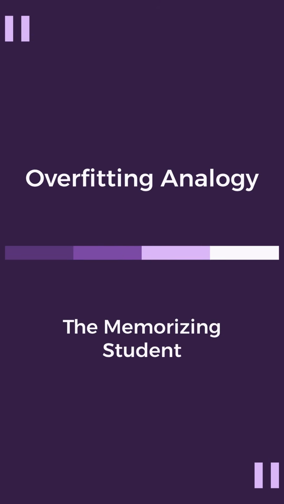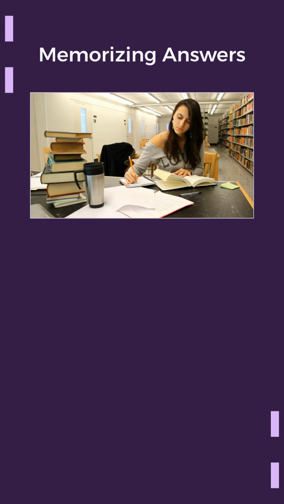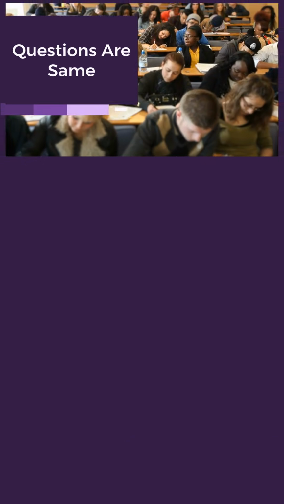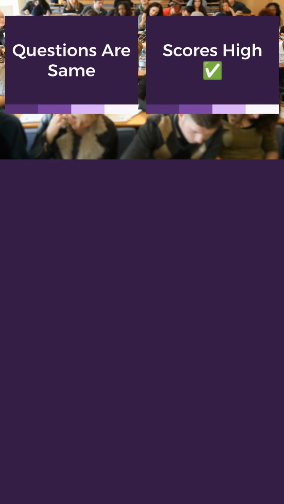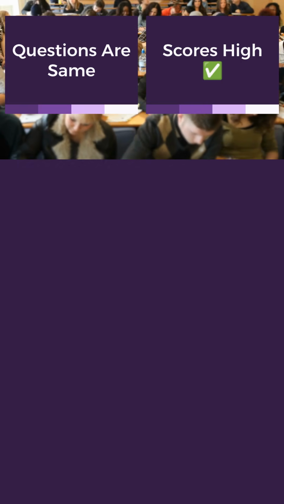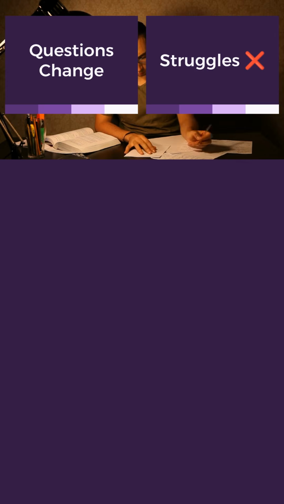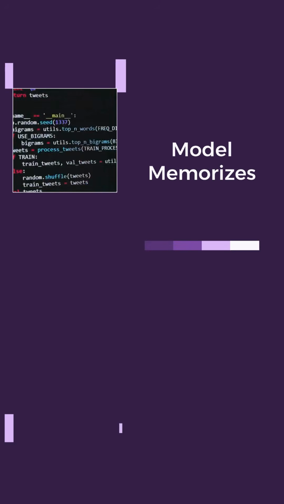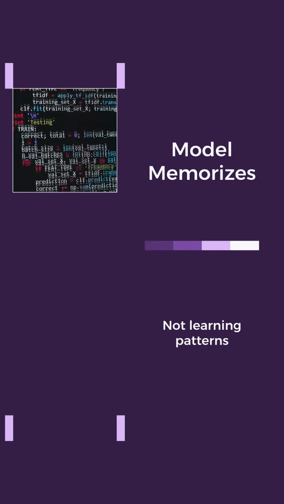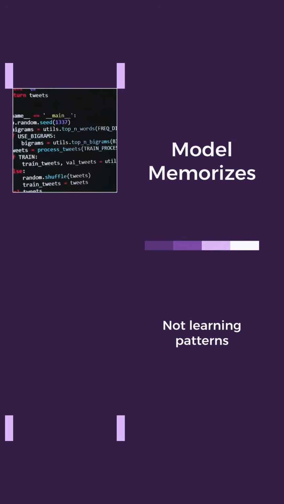To make this clear, let's use the analogy of a student who is studying for an exam. Imagine a student who only memorizes all the answers from past practice exams instead of truly understanding the underlying concepts. If the questions on the real exam are exactly the same as the memorized practice questions, this student scores very high, success. But if the questions change, even slightly, the student struggles and performs badly because they lack the conceptual understanding needed to solve new problems. Similarly, an overfitted machine learning model memorizes the training data instead of learning the generalized patterns.